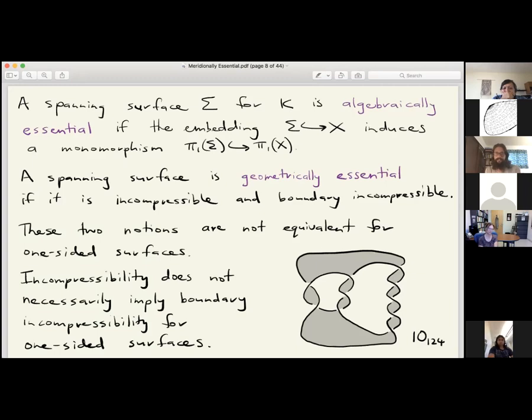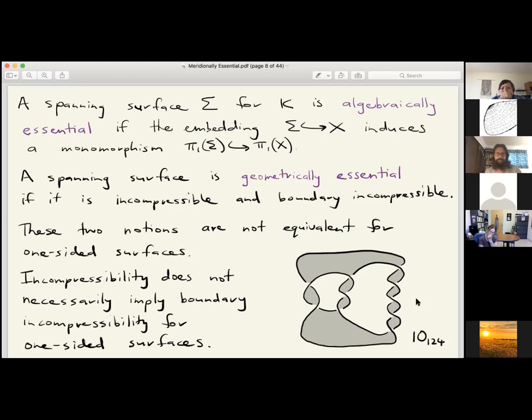Unfortunately, the loop theorem fails for one-sided surfaces, and it follows that geometrically essential is a strictly weaker property than being algebraically essential. So I've sketched this knot down here, 10_124. I've shaded one of its checkerboard surfaces. And this is an example: it's a once punctured Klein bottle. And that's a surface which is geometrically essential, but is not algebraically essential. There's some sort of a singular compressing disk for it.